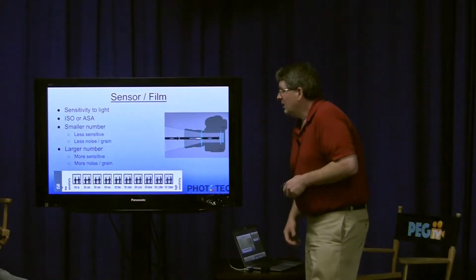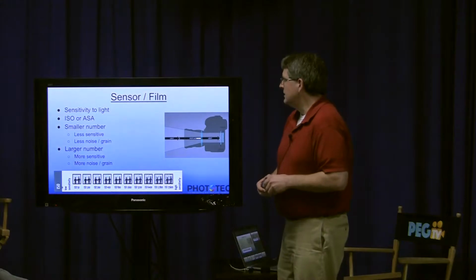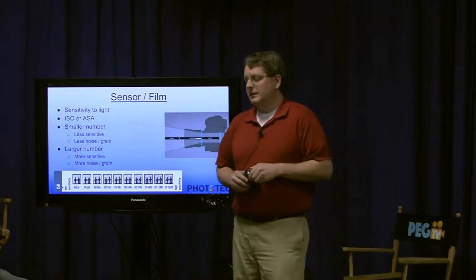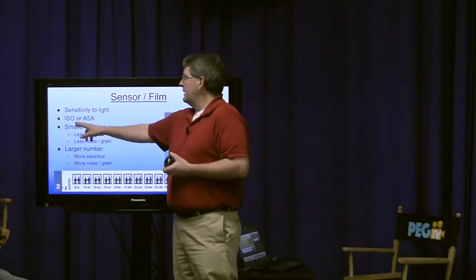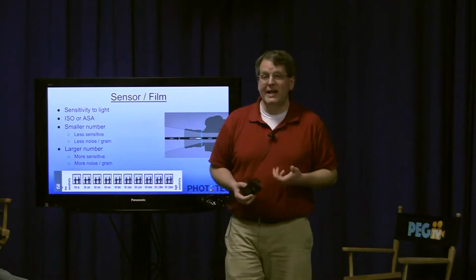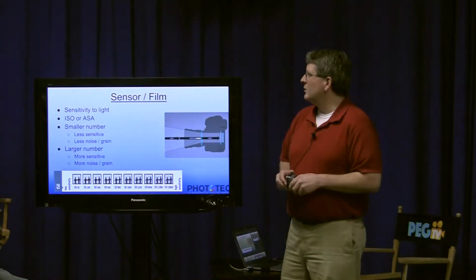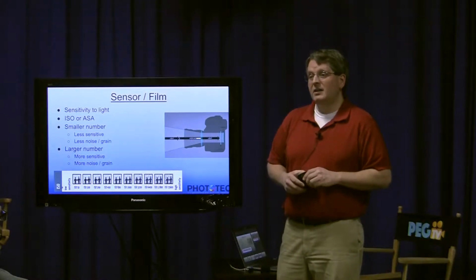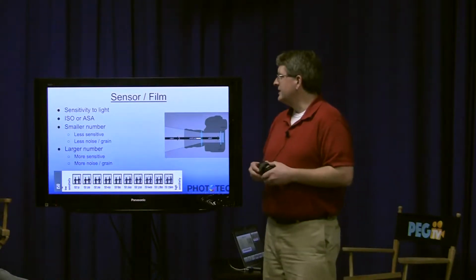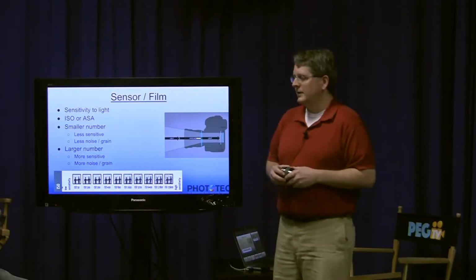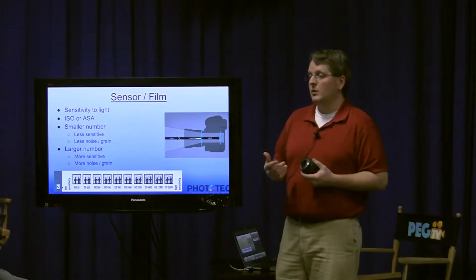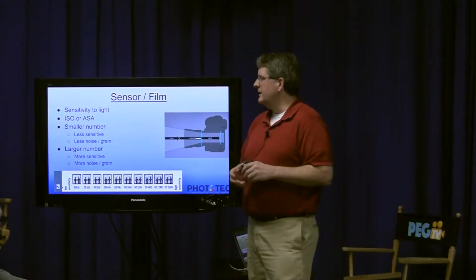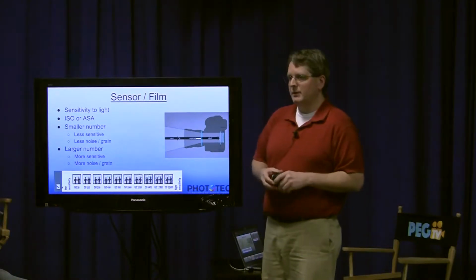When we get into the sensor, oftentimes we're referring to it as ISO or ASA for film, but when you start talking about video, oftentimes we refer to it as gain. So you're increasing the sensitivity of the sensor so that it can work in lower light situations. We're often dealing with a number associated with that.